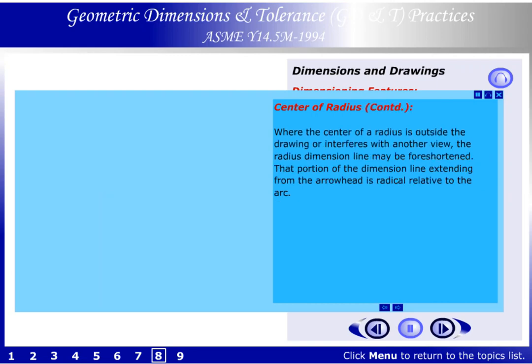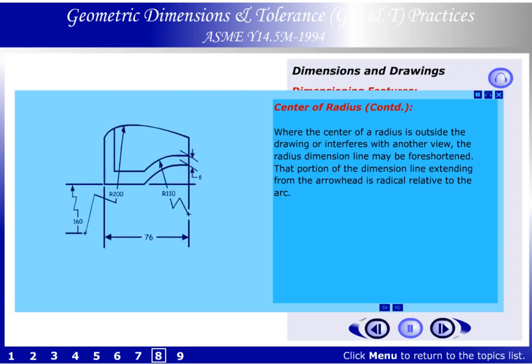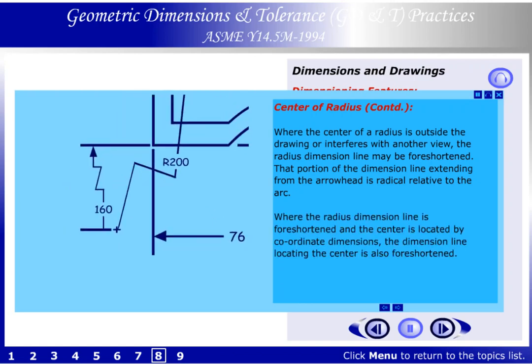Center of radius continued. Where the center of a radius is outside the drawing or interferes with another view, the radius dimension line may be foreshortened. That portion of the dimension line extending from the arrowhead is radial relative to the arc. Where the radius dimension line is foreshortened and the center is located by coordinate dimensions, the dimension line locating the center is also foreshortened.